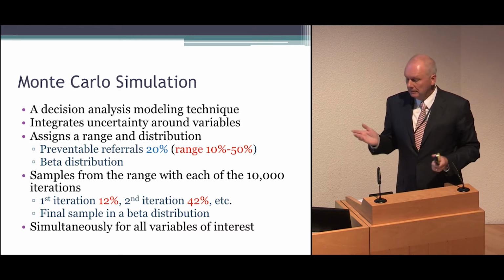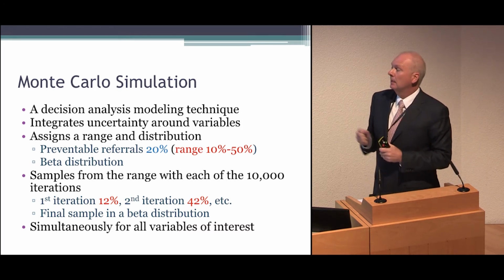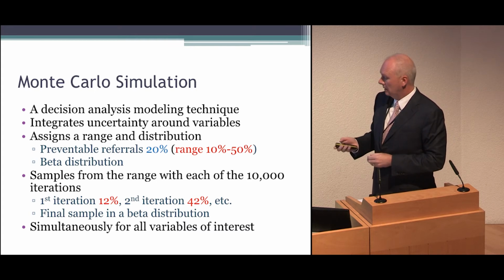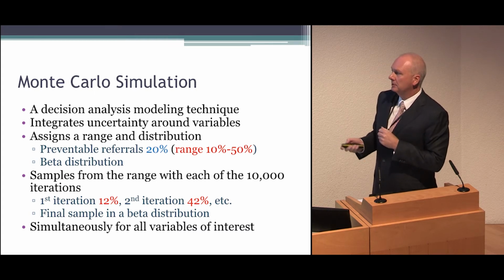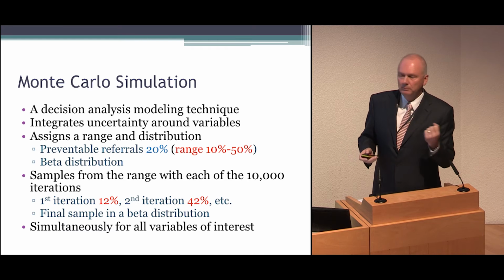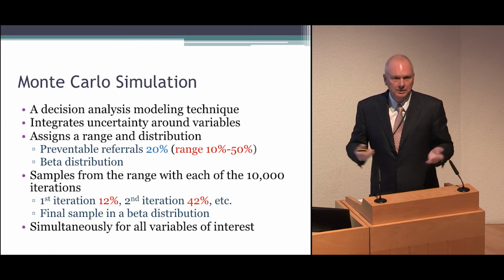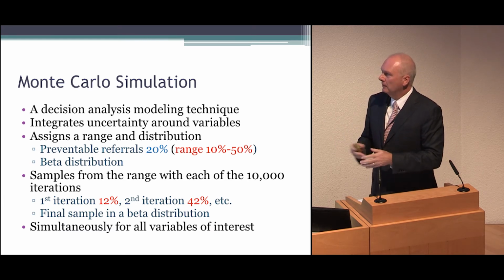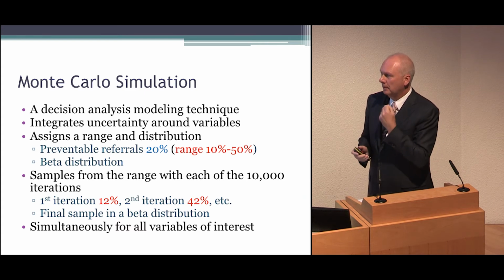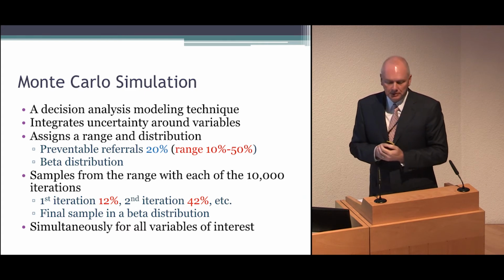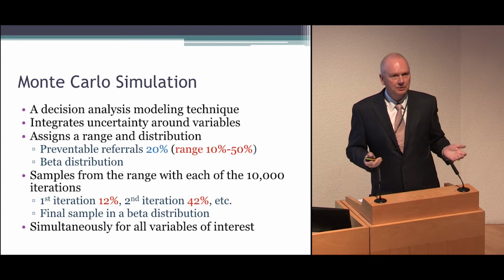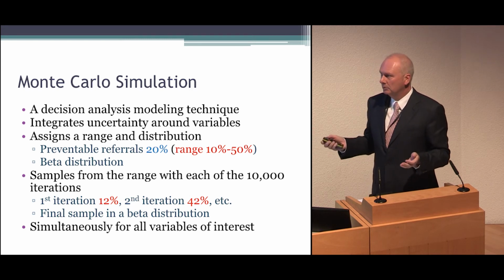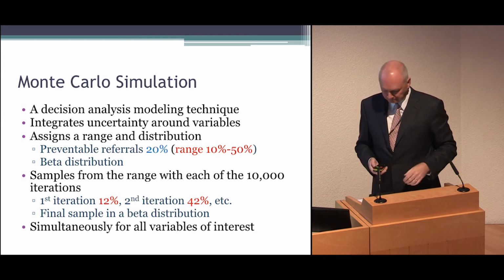This is just fictional, but the first iteration could have pulled 12% from the sample. The second iteration could have pulled 42% from that sample, and so on through each of the 10,000 iterations. And the final sample, as it pulls from there, would be in a beta distribution. And obviously, you simultaneously do all of this for all your variables of interest that you've put in the model.